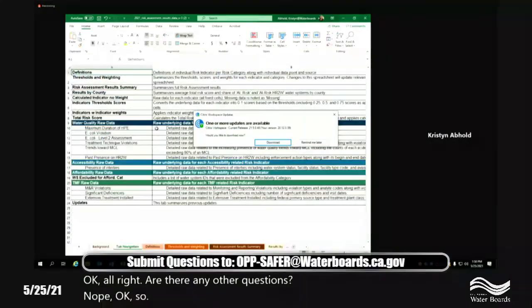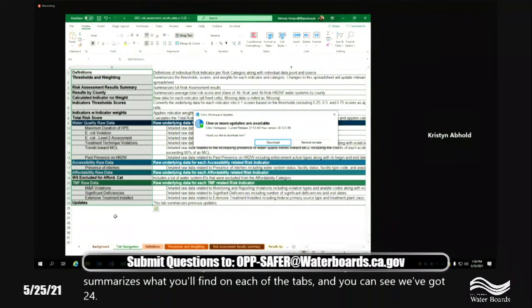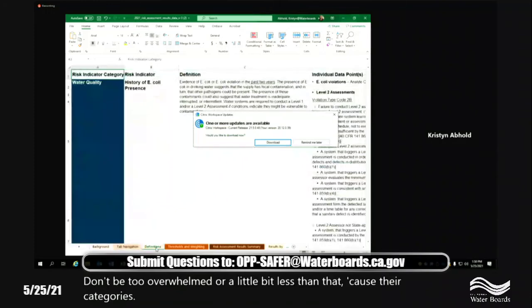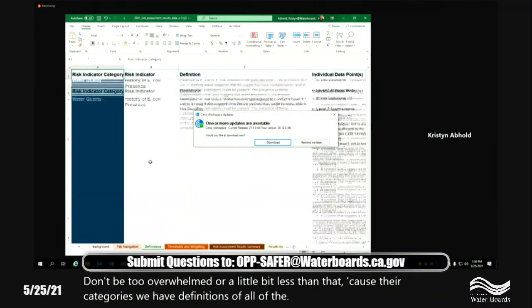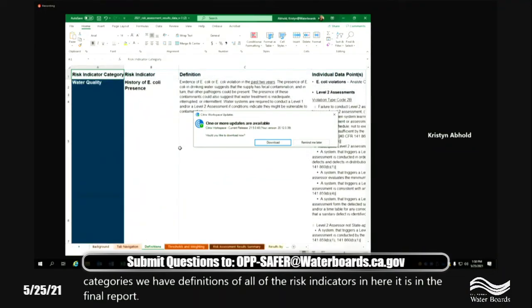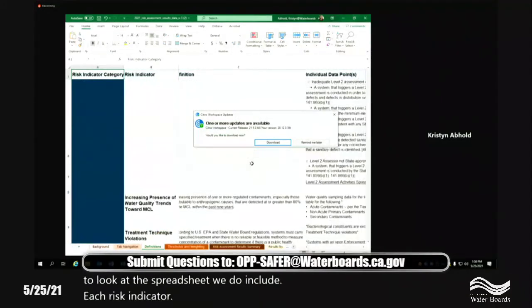So that's the background tab. We have tab navigation, which summarizes what you'll find on each of the tabs. And you can see we've got 24 tabs in this spreadsheet. Don't be too overwhelmed, or a little bit less than that because they're categories. We have definitions of all of the risk indicators in here. It is in the final report, but if you don't want to open up the report and you only want to look at the spreadsheet, we do include each risk indicator and its definition.